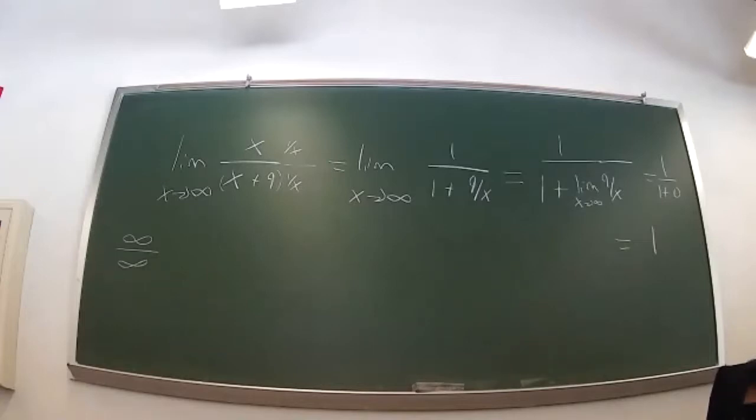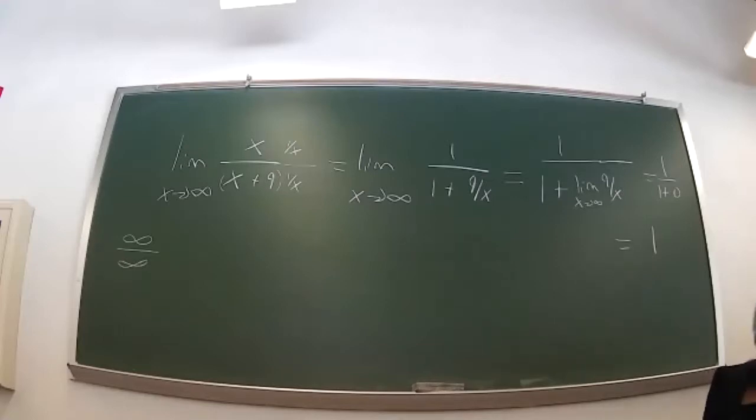So why did I get 1 over 1 plus 0? Because it's 1 over 1 plus the limit of 9 over x. And the limit as x goes to infinity of 9 over x is equal to 0. As x goes very, very large, then 1 over x will go very, very small. And of course, 9 over x will also go very, very small and tend towards 0.